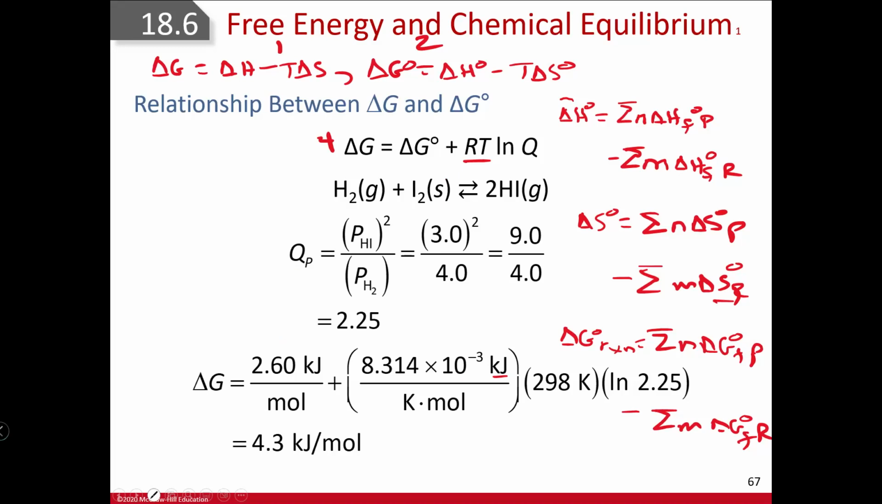Again, just a little bit of a highlight here on a couple of things. Make sure you convert this to kilojoules. That's a common mistake. Again, remember, you can't add two terms together unless the units agree. Just make sure you watch that.